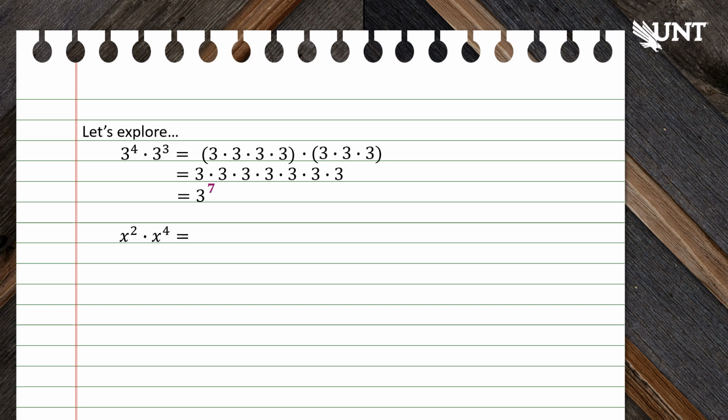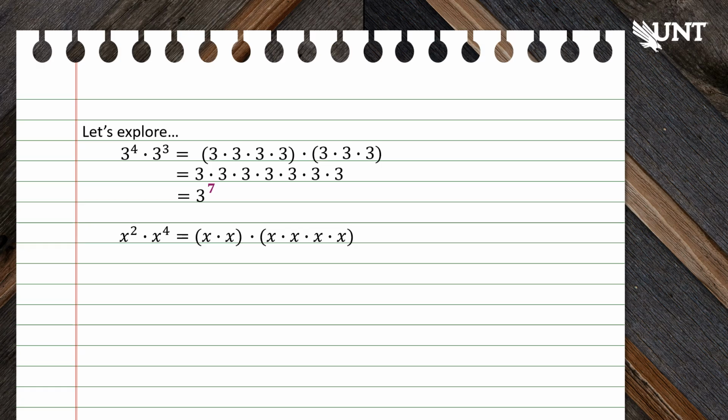Now that was an example involving numbers. Let's explore with some variables. In this case, we're going to look at x squared times x to the 4th. Like before, we go back to the definition of exponents to make sure we really understand what is going on. X squared really means x times x, and that value is timesing x to the 4th, which means it's multiplying x times x times x times x.